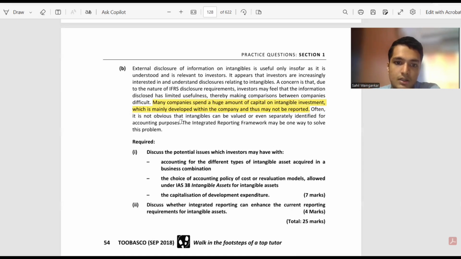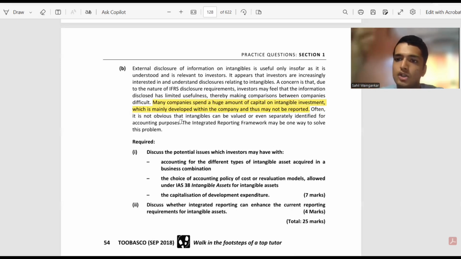ठीक है. The accounting policy choice of cost or revaluation model is allowed under IAS 38 for intangible assets. ठीक है. So whenever there is a choice of accounting policy of cost or revaluation model, an entity may choose a cost model or a revaluation model.